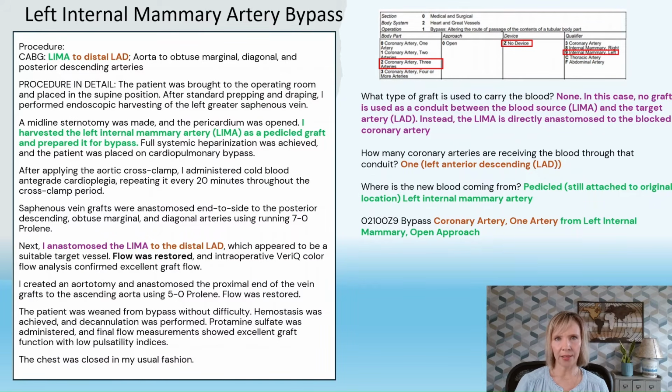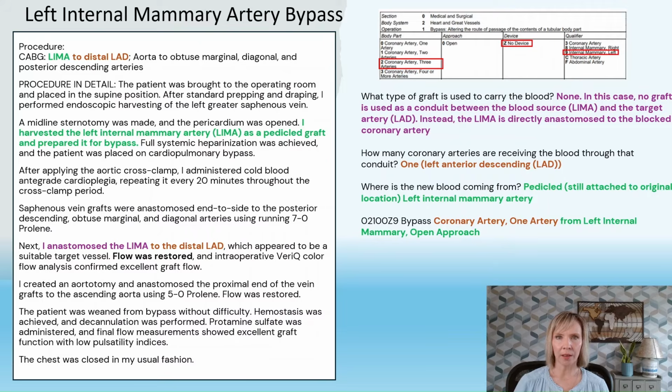Again, I've color-coded the details to make it easier to spot the important information. The patient was brought to the operating room and placed in the supine position. After standard prepping and draping, they performed endoscopic harvesting of the left greater saphenous vein. Midline sternotomy was made. The pericardium was opened. They harvested the left internal mammary artery as a pedicled graft and prepared it for bypass. Full systemic heparinization was achieved and the patient was placed on cardiopulmonary bypass.